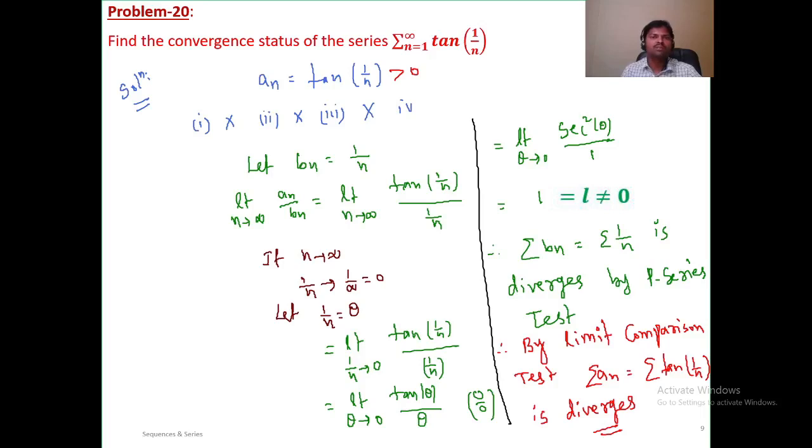Sometimes it is minus tan 1 by n, so you cannot apply it for minus tan 1 by n. You can bring the minus outside, then you can apply it to tan 1 by n. Later I can multiply with minus. That's a different issue. But before that, the terms should be positive. That is compulsory for the limit comparison test.